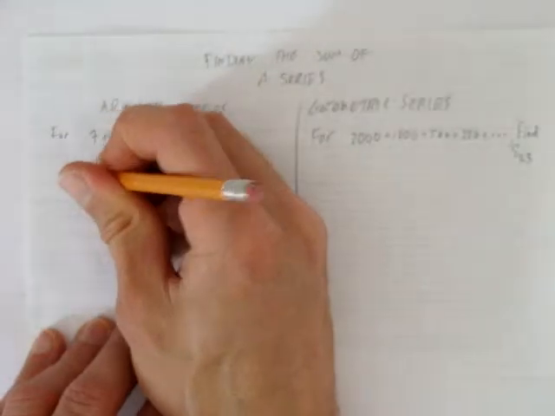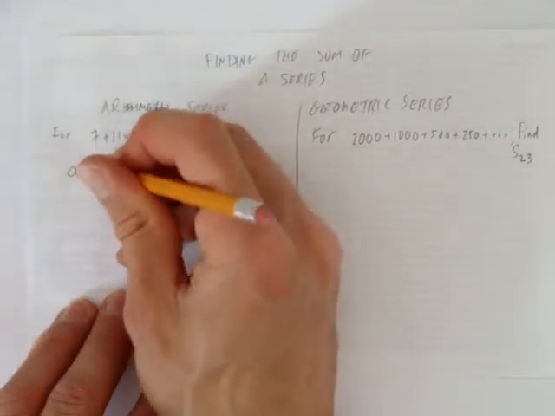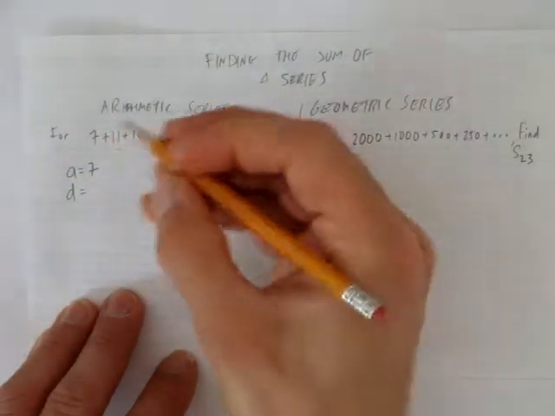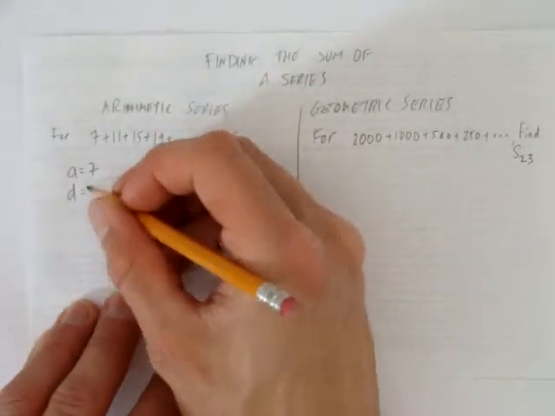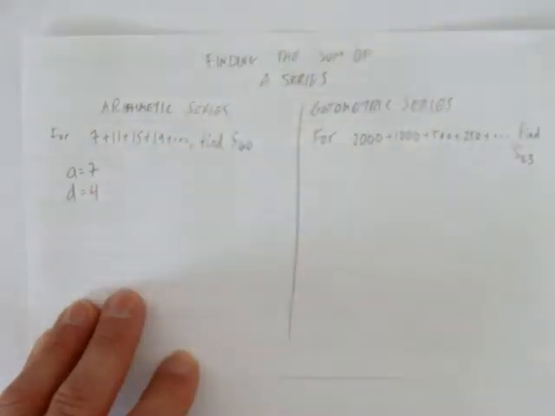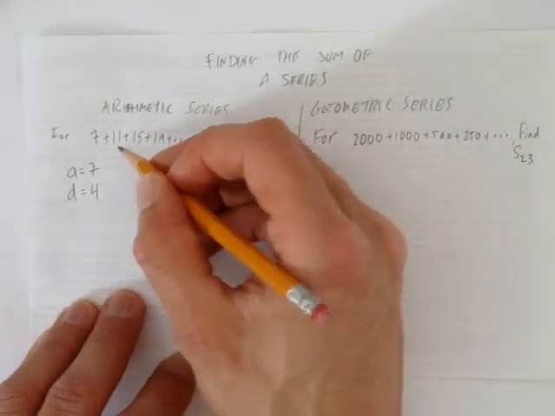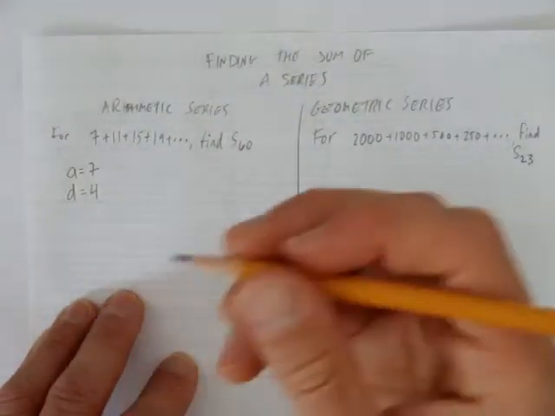Well, we want to identify its pieces. The first thing to note is that its start value a equals 7, and then its difference, which is painfully obvious, is going up by 4, or the difference d is 4. If you couldn't see that, just take any number and subtract the one before it. 15 take away 11 is 4.